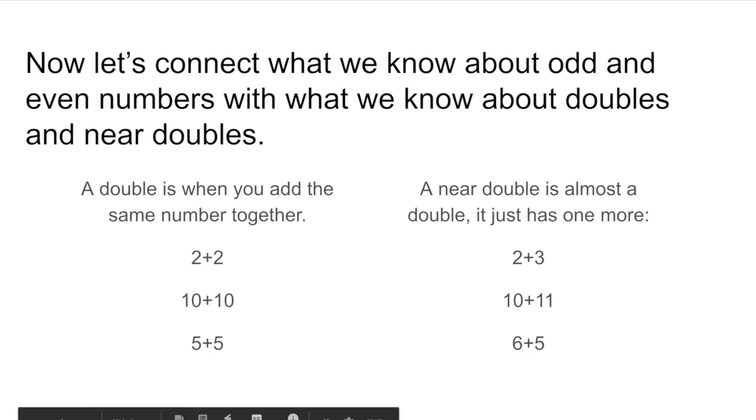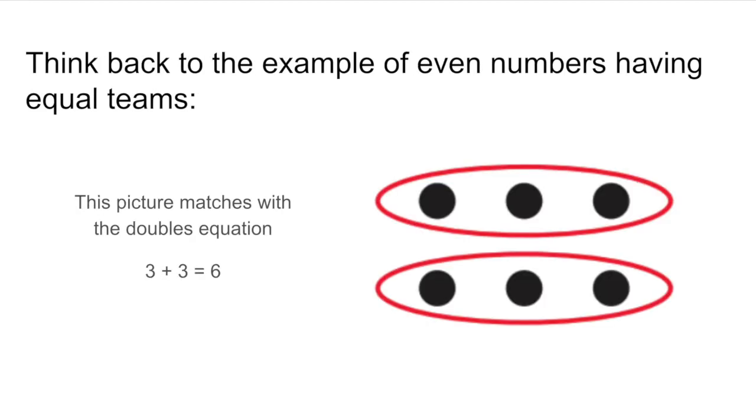Okay, so we're going to connect doubles and near doubles to odd and even numbers. Think back to the example of the even numbers having equal teams. In this picture, there were 6 dots, and 6 is an even number because you can make 2 equal teams. It matches with a doubles equation: 3 kids on one team plus 3 kids on the other team is 6 kids altogether.